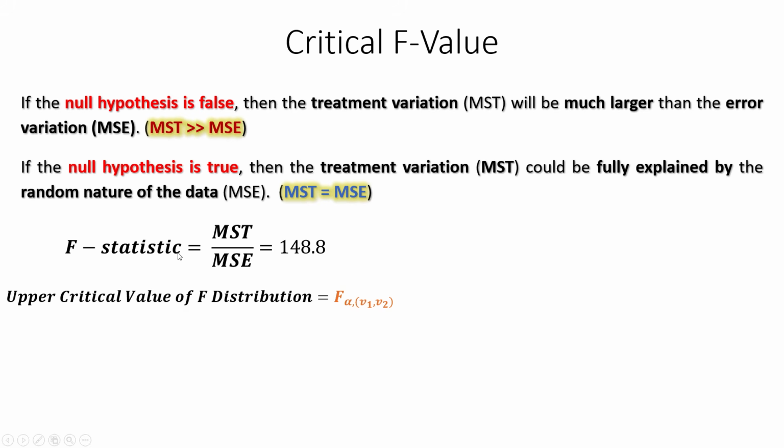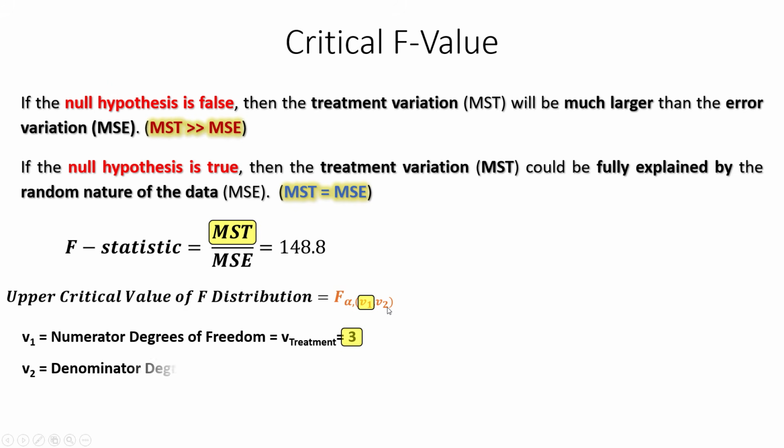Degrees of freedom number 1 is the degrees of freedom associated with the numerator. For us, that's the treatment. Remember, the numerator is the mean square of the treatment, so the degrees of freedom here is equal to the degrees of freedom of the treatment. The second degrees of freedom you have to know is the denominator degrees of freedom. In our experiment, that is equal to the degrees of freedom of the error, which is 36. So again, we're looking for the F value at a 5% significance level at 3 and 36 degrees of freedom.